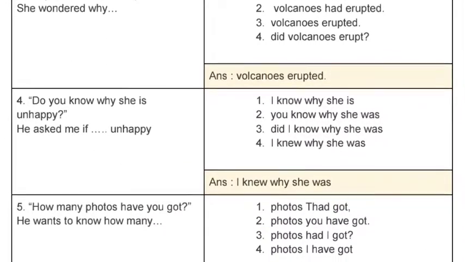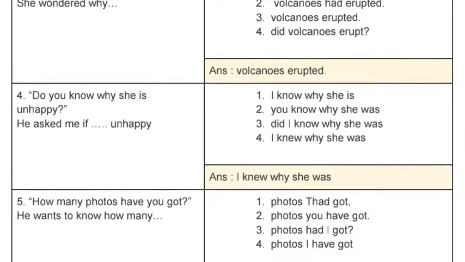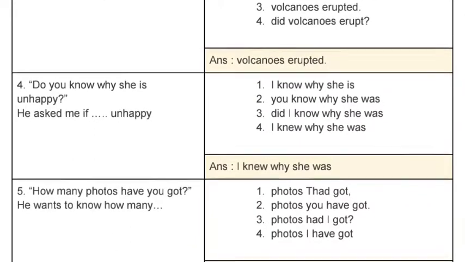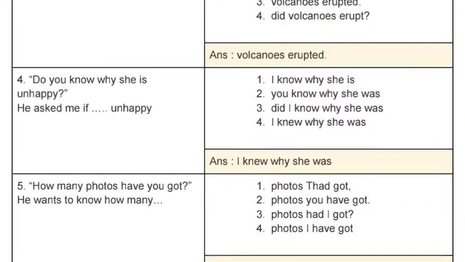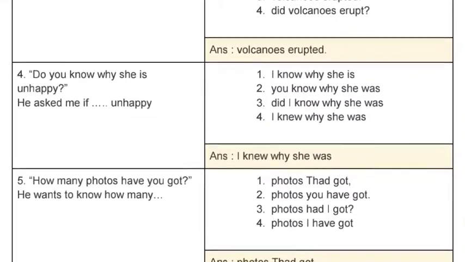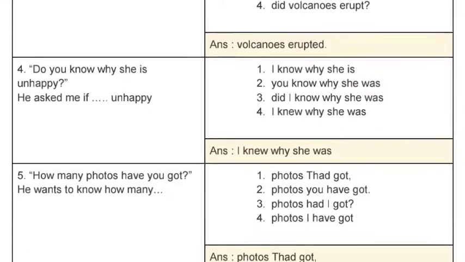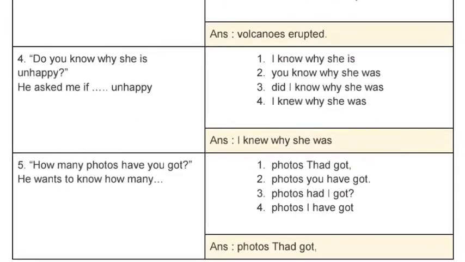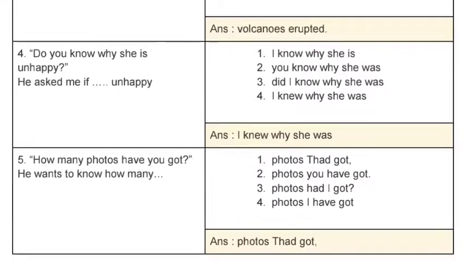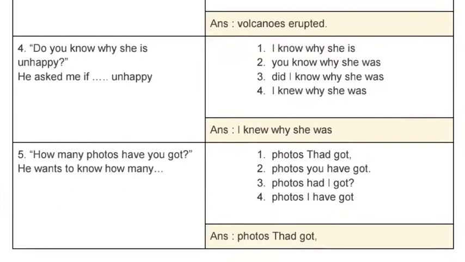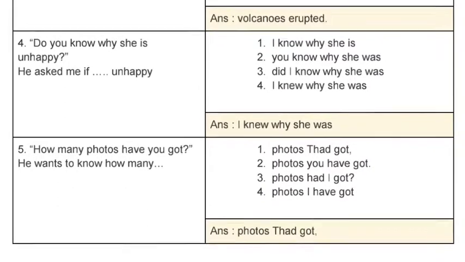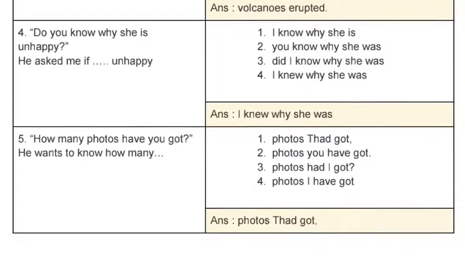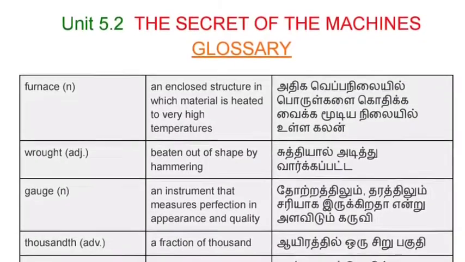4. Do you know why she is unhappy? He asked me if I knew why she was unhappy. Options: I know why she is, you know why she was, did I know why she was, I knew why she was. Answer: I knew why she was. 5. How many photos have you got? He wants to know how many photos I had got. Options: photos you have got, photos had I got, photos I have got. Answer: photos I had got.